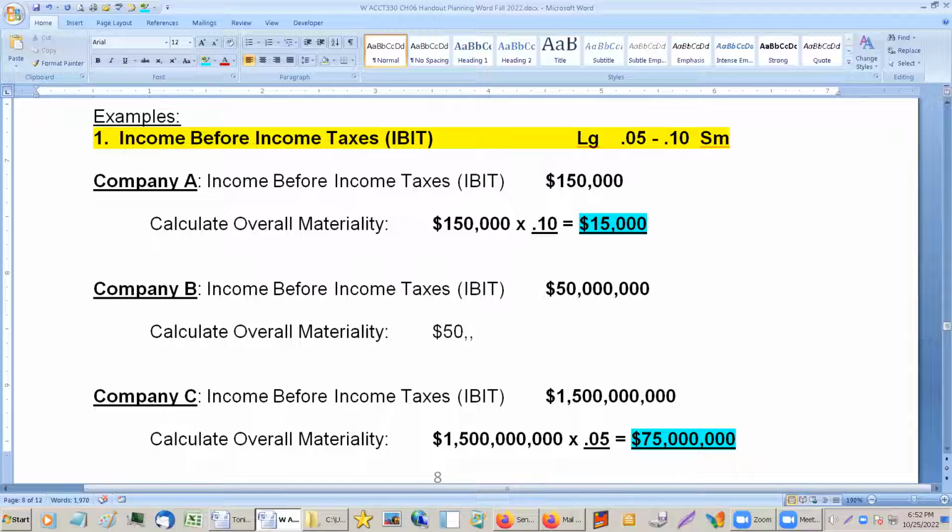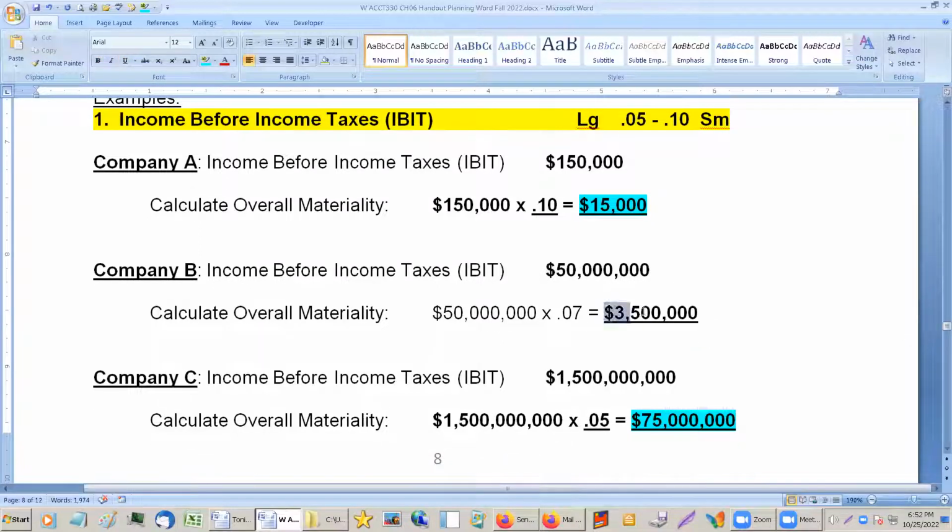Again, they're not the biggest company, but they're pretty good size. They got 50 million, that's not bad. And we're going to multiply that by 7%... 3.5. 3.5 million. Yep. Okay, so for this company, we will say $3.5 million will be material.